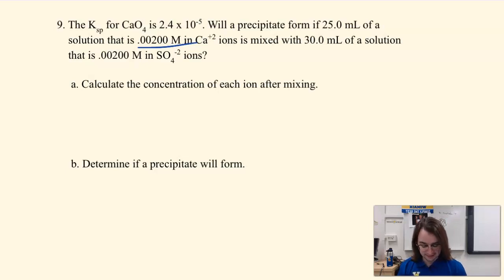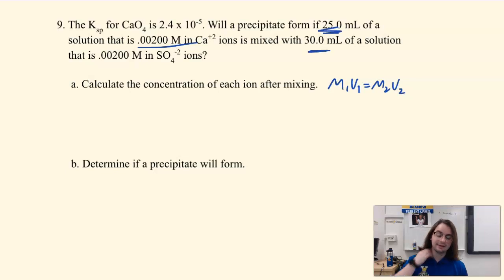Like I said, this is a dilution, so it's like an M1V1 equals M2V2 sort of thing. M1 is given to us, V1 is given to us, M2 is what we're looking for, V2 is the combination of the solutions, so 30 and 25. Give it a try and come on back when you're finished. Do it for both. See you then.